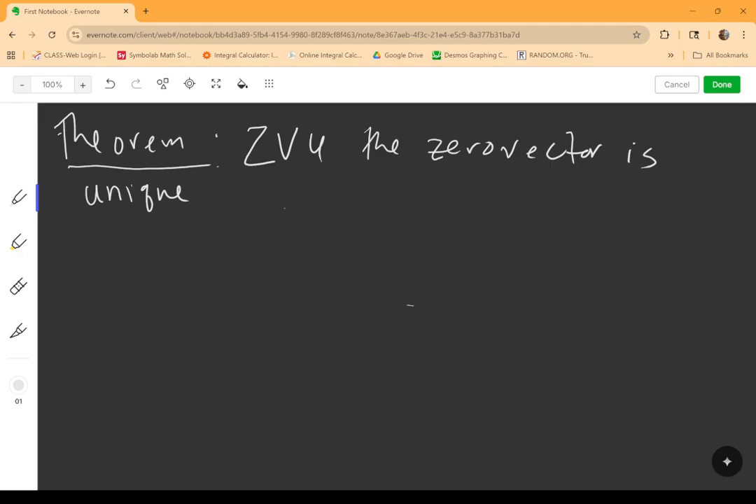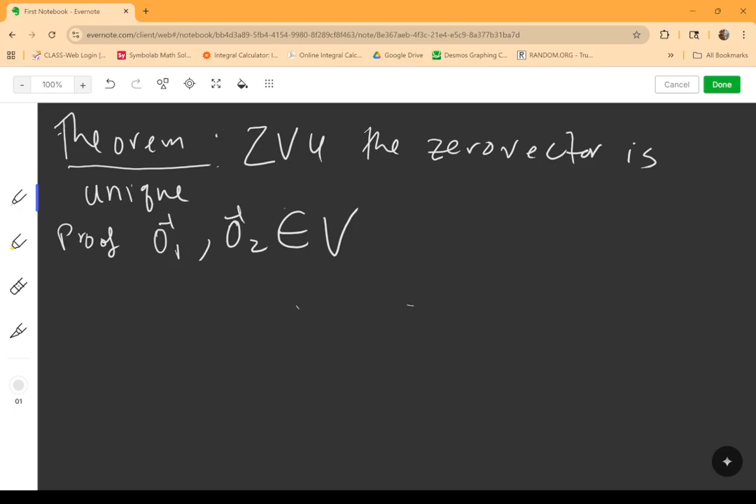Now, when we have this type of proof that asks us to prove that something is unique, one approach is to let there be two. So for our proof, we'll let there be two zero vectors. We'll call them vector 0_1 and vector 0_2, and those come from my vector space V. So we assume there are two, and from there we show that they are actually one and the same. There can't be two of them. They are equal to each other.